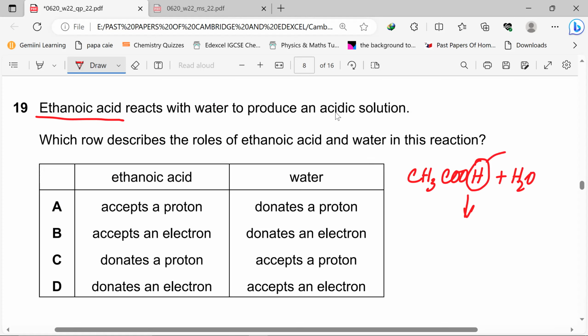So this proton will be donated here. What will form is CH3COO minus and the hydroxonium ion, H3O plus, which is basically a proton acceptor. So water is a proton acceptor. Ethanoic acid donates a proton, and water accepts a proton. That is the only correct statement which describes the role of ethanoic acid and water in this reaction. So C is the only correct answer. Water is acting as a base and ethanoic acid is the weak acid.